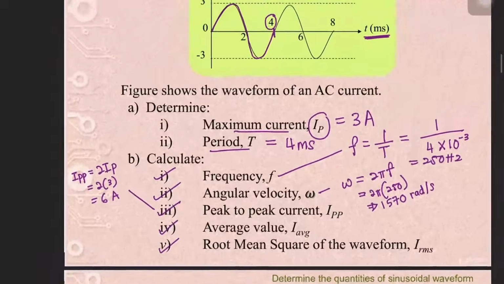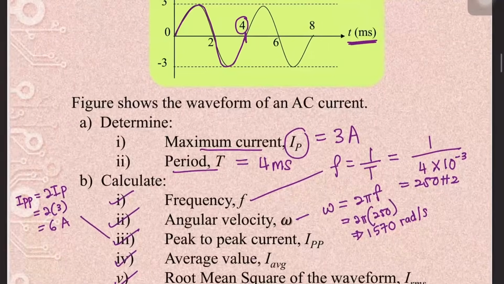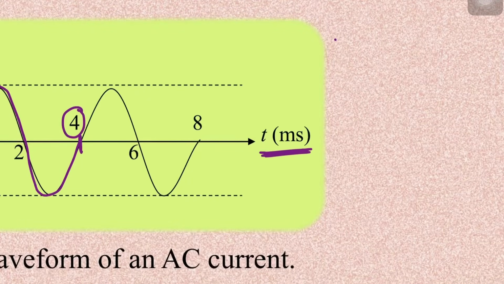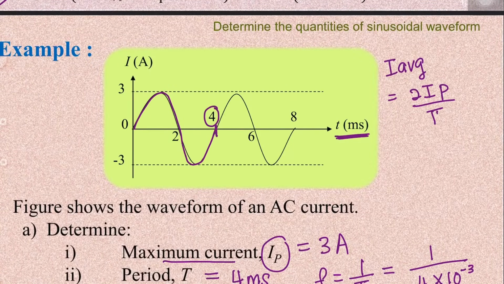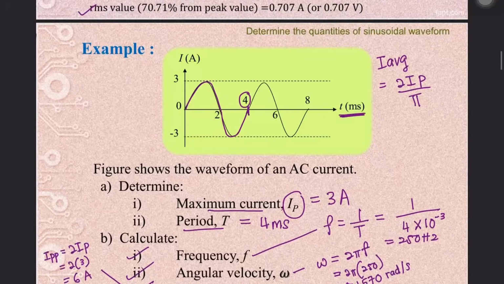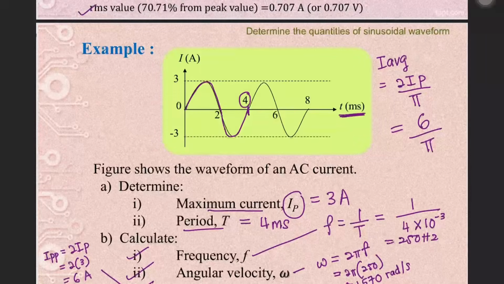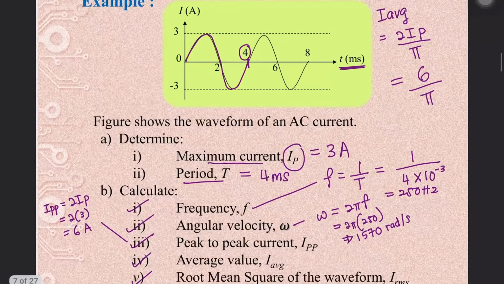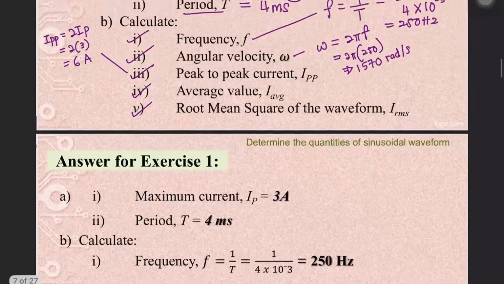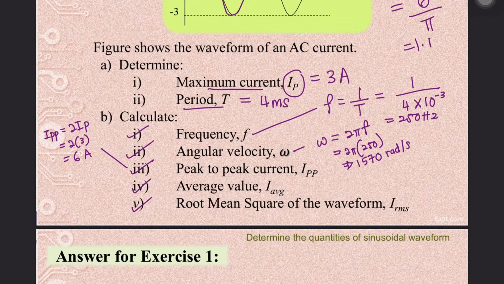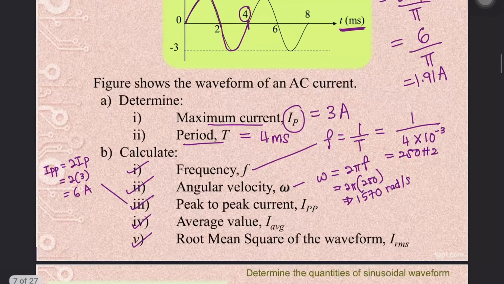What is the formula? I average. So, I average is equals to 2 I peak over pi. Pandai. Okay, kira lah ya. 2 I peak adalah 6 divided by pi. Jawapan dia berapa? Okay, next question is root mean square. Jawapan untuk average value kita adalah 1.9 ampere kira.